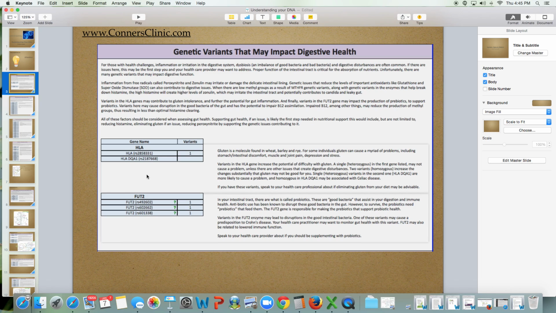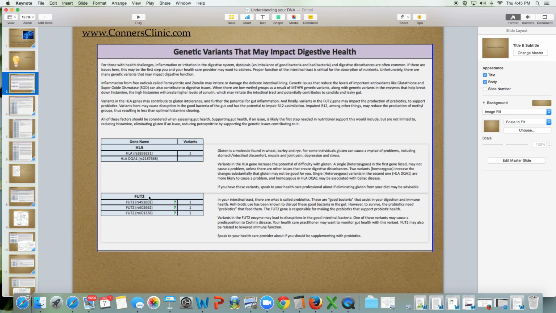When we look at the HLA genes, those are the genes that are known to affect gluten, meaning that if I have one of those genes, like this person has a single allele defect on an HLA gene, that means they're going to be more prone to be susceptible to gluten intolerance. So if this was you, and I said you have a single allele defect on your HLA gene, it would be my suggestion that you go gluten-free if you're not already gluten-free.